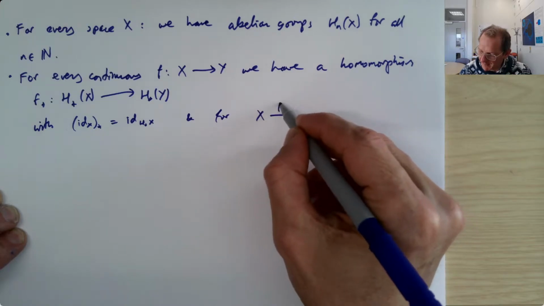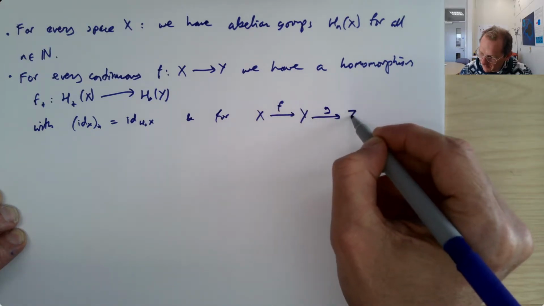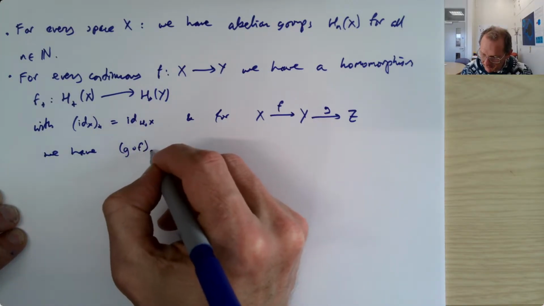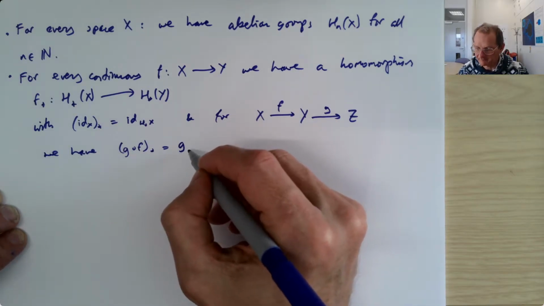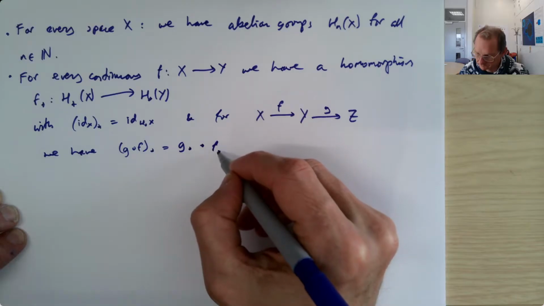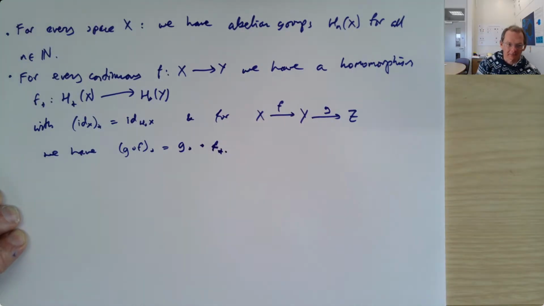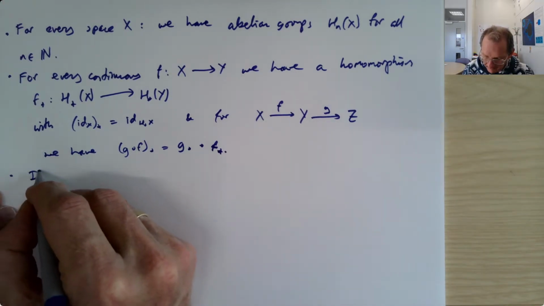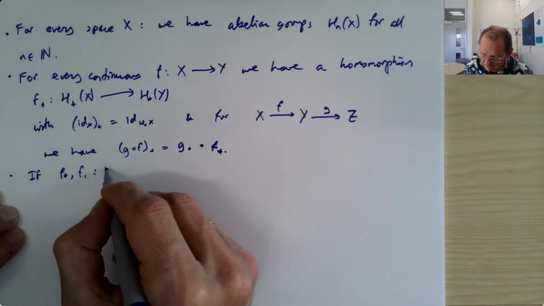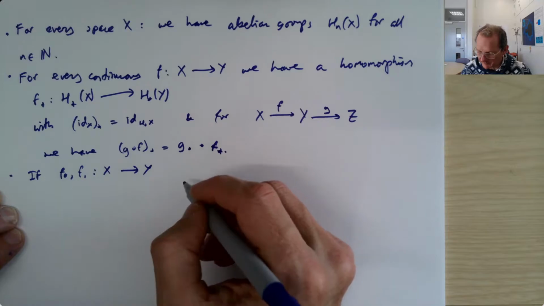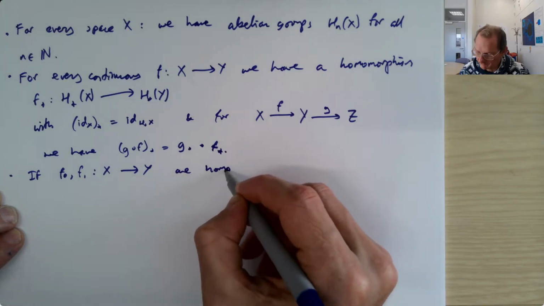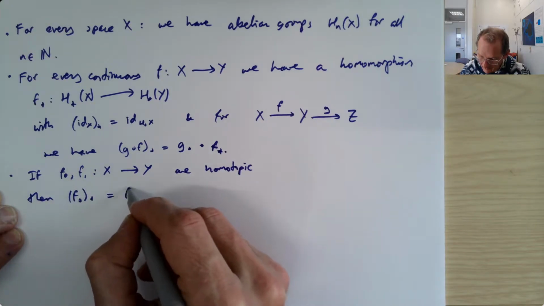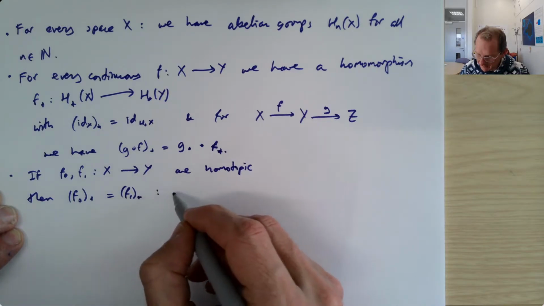And if we've got two composable maps like this, then (G composed with F) star is the same as G star composed with F star. And thirdly, this is homotopy invariant. So if we've got two maps, F0 and F1 from X to Y, now homotopic, then the induced maps on homology are the same.